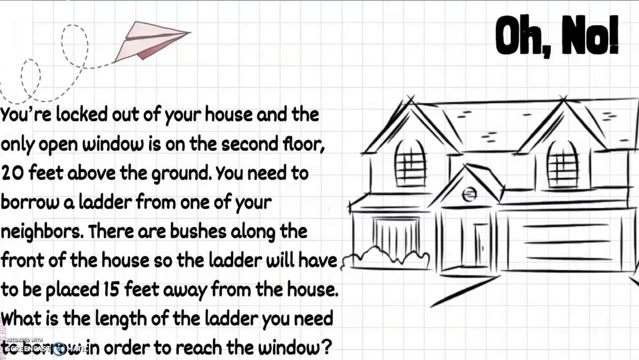Oh no, you're locked out of your house and the only open window is on the second floor, 20 feet above the ground. You need to borrow a ladder from one of your neighbors. There are bushes along the front of the house, so the ladder will have to be placed 15 feet away from the house. What is the length of the ladder you will need to borrow in order to reach the window? This type of problem is what we're going to look at today.